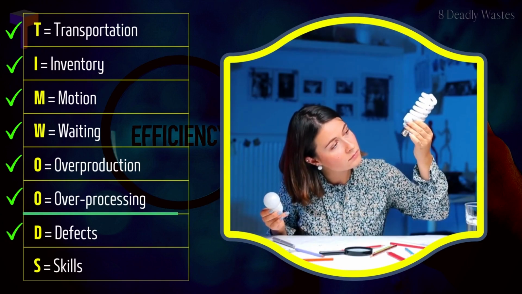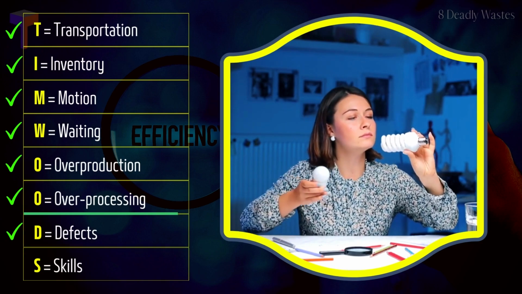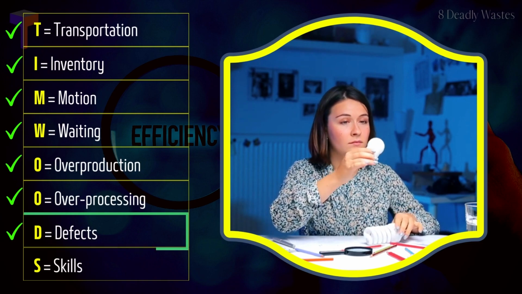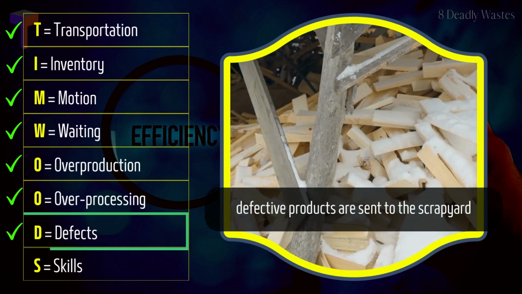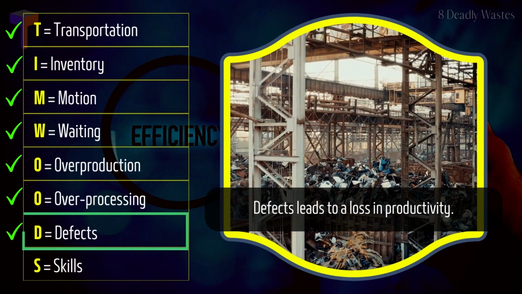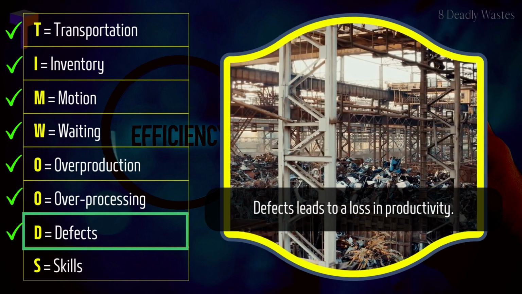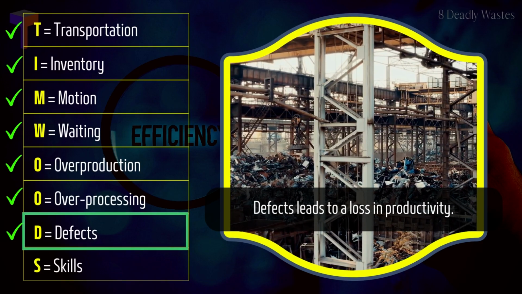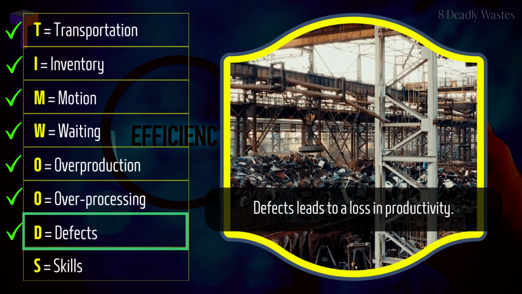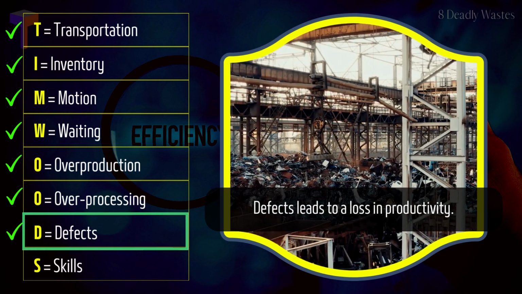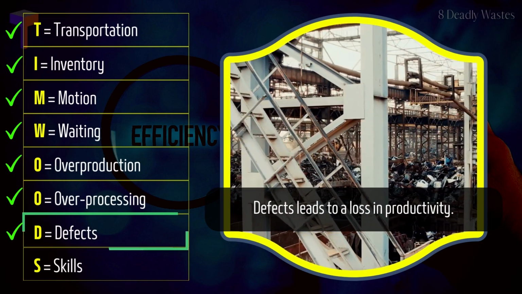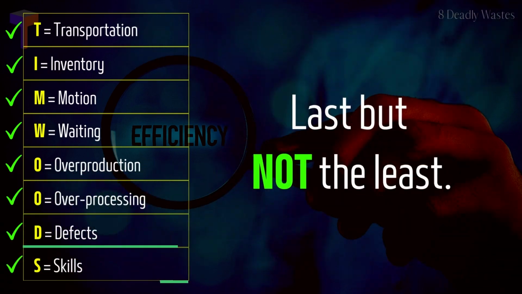Number 7. Defects. Defects need to be corrected by working on the product again and again. In some cases, defective products are sent to the scrapyard. For the purpose of rework, additional space, time, logistics, and manpower are required, which leads to a loss in productivity. Good examples of this would be manufactured parts that do not pass inspection, and incorrect data entry, because it requires rework.